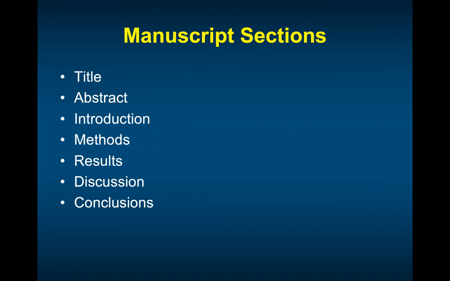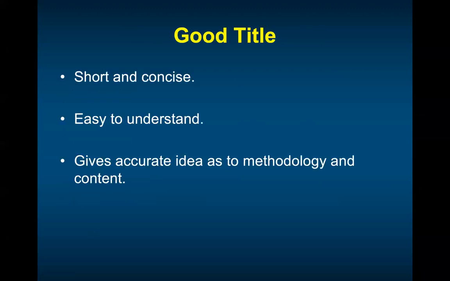So what are the parts of the manuscript that are typically in a paper? This might vary from one journal to the other, but generally would include title, abstract, introduction, methods, results, discussion, and conclusions. So the title, a good title, would be short and concise, should be easy to understand, and gives an accurate idea about the methodology and content.